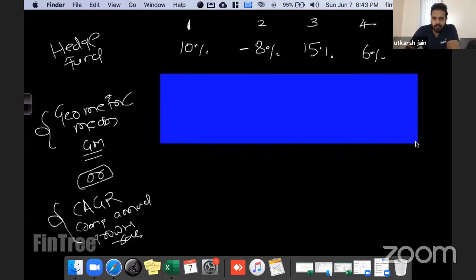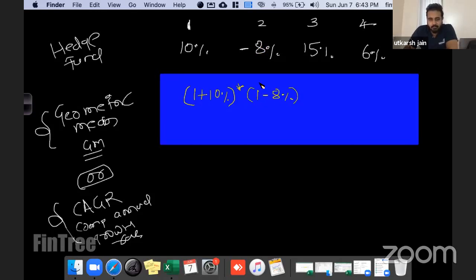So if you want to calculate a geometric mean, this is the formula you're going to use. You would say 1 plus 10%. Now, why do we need to add 1? Because when we do that, what we're simply saying is if I had $1, by the end of the year it became $1.1, right? That's the whole idea. Multiplied with 1 minus 8%. Why minus? Because we lost money. So if I had $1, by the end of the year it must have become 0.92.